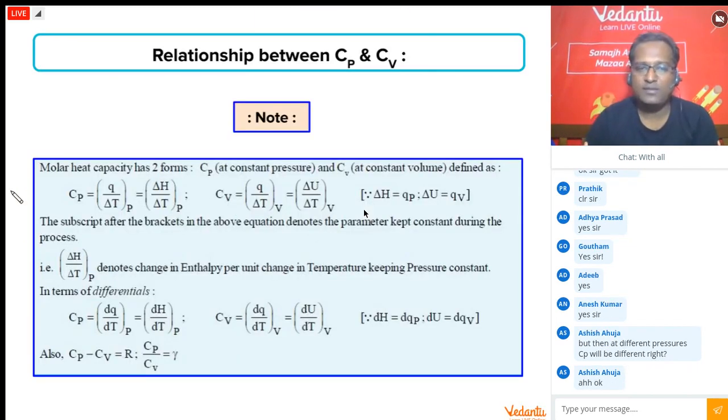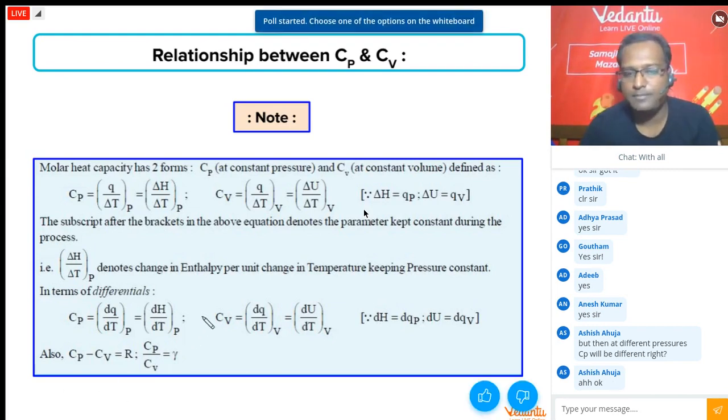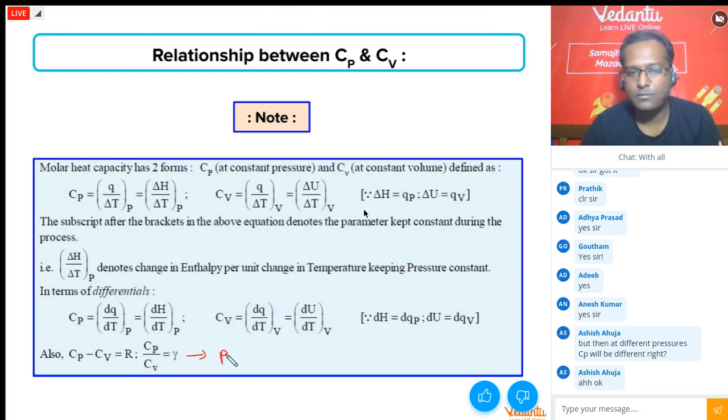Please go through this slide and then click on the poll. Fast, please. Losing daylight.